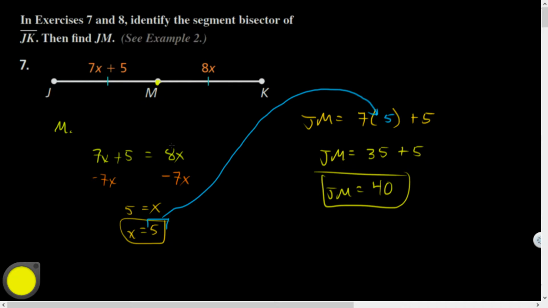Also, I want to point out, because these two things are equal, you also could have just plugged 5 in there, and 8 times 5 also would have been 40. And then using transitive property, you could have said JM is equal to MK, which is equal to 40, and therefore JM equals 40.